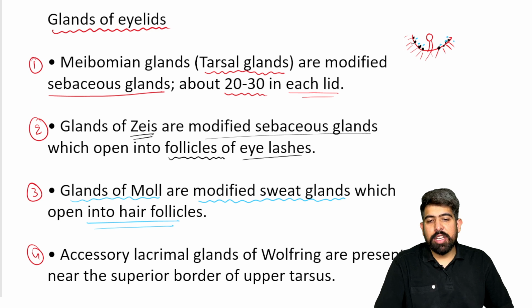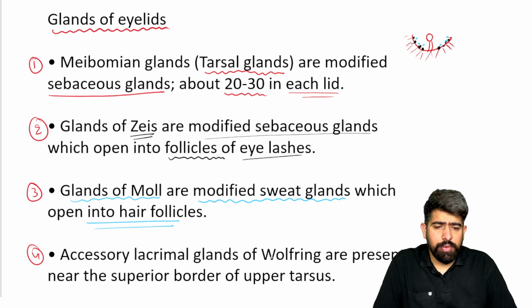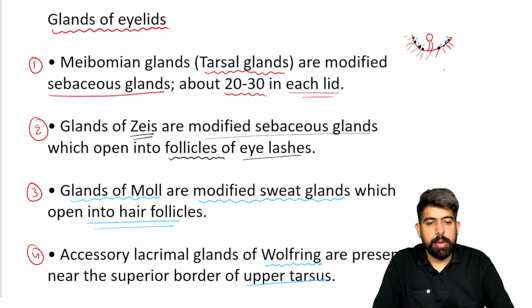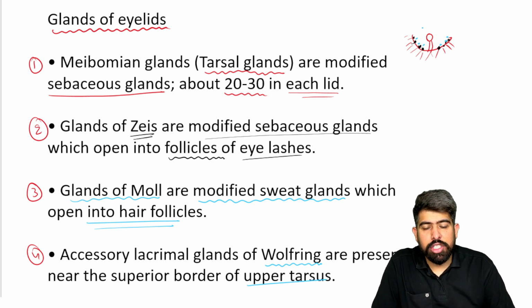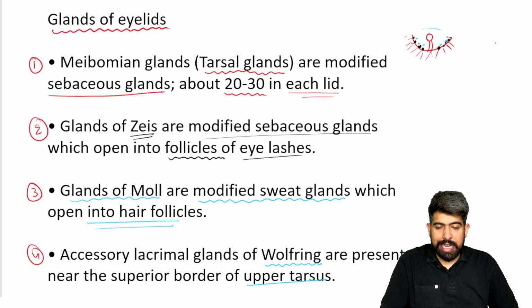And the fourth one is your accessory lacrimal gland, which is also known as the lacrimal gland of Wolfring, right? They are present near the superior border of the upper tarsus. So remember, it is situated at the superior border of the upper tarsus, right? So this is all about the glands of the eyelid.